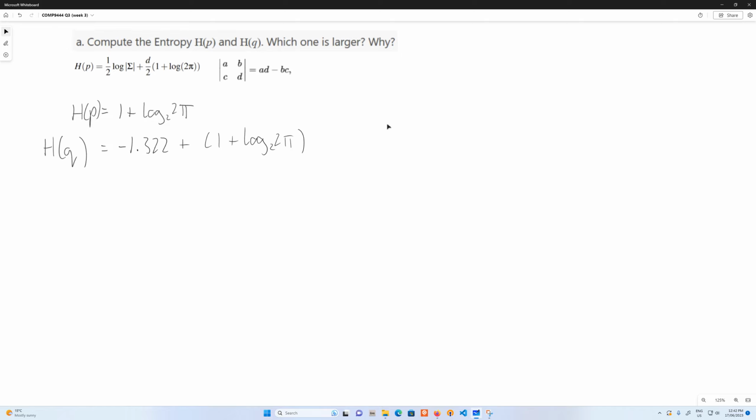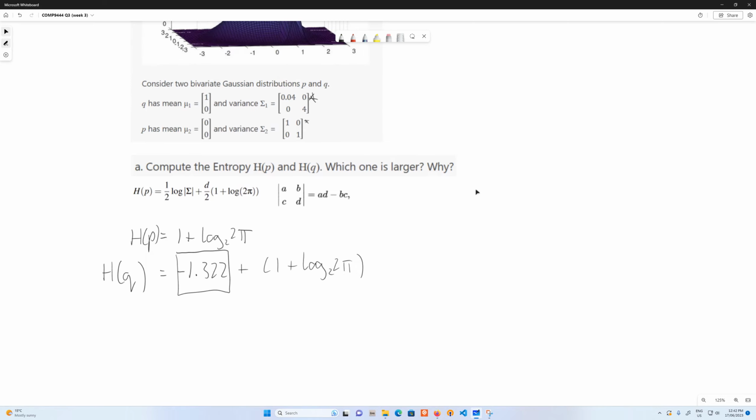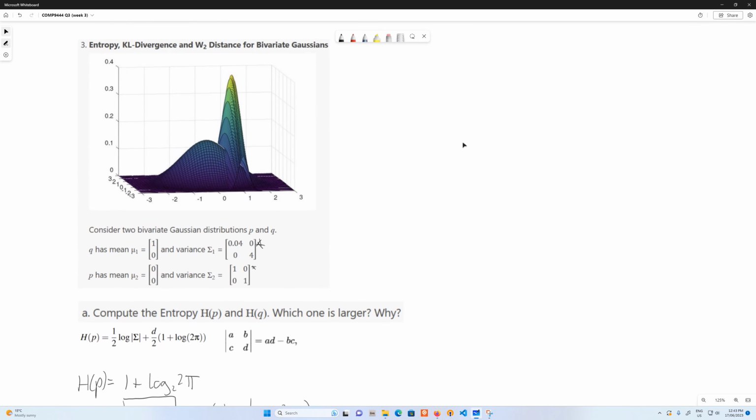We can see that the main difference is that for distribution P, that first term turned into 0. Both terms have this 1 plus log 2 pi, and this minus 1.3 right here is the difference. So obviously distribution P has the larger entropy. The next part of the question is, why does P have a larger entropy? We go up and have a look at the diagram of the distributions. We can see one has this big peak.